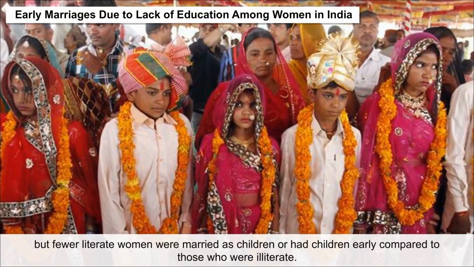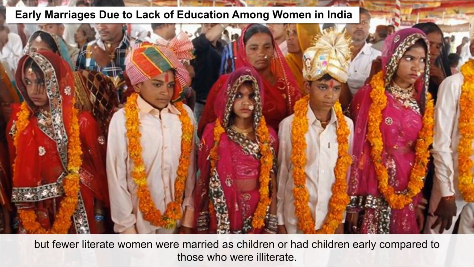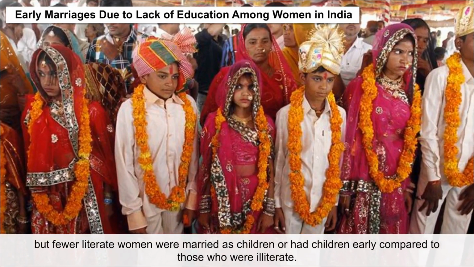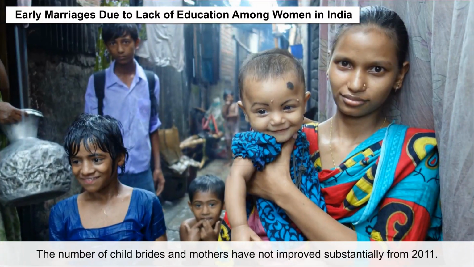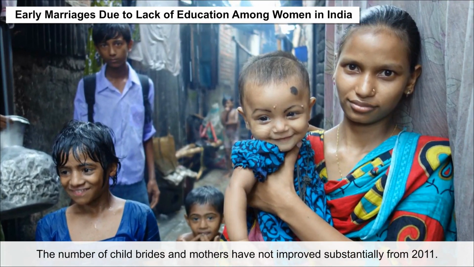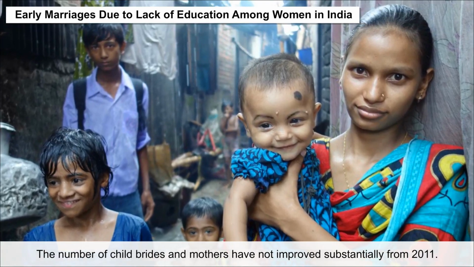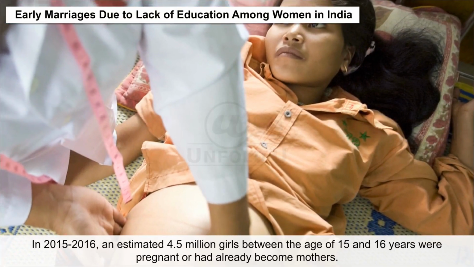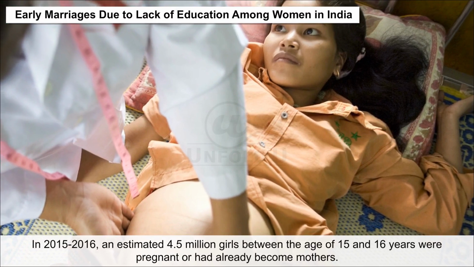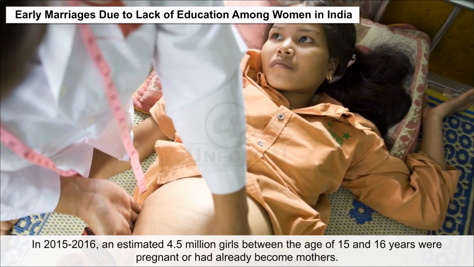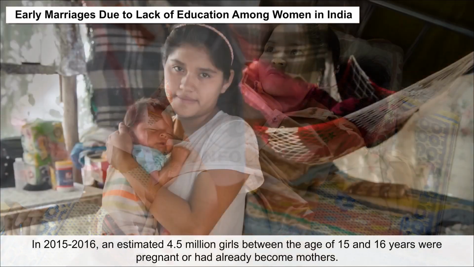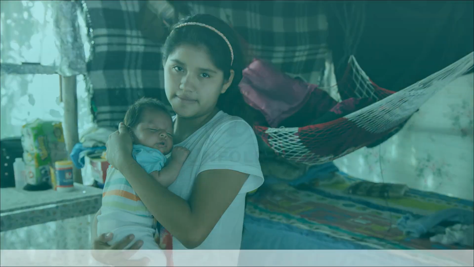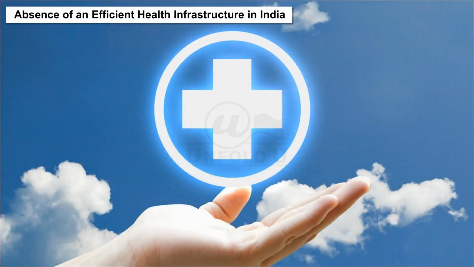But fewer literate women were married as children or had children early compared to those who were illiterate. The number of child brides and mothers has not improved substantially from 2011. In 2015-16, an estimated 4.5 million girls between the ages of 15 and 16 years were pregnant or had already become mothers. Absence of an efficient health infrastructure in India.